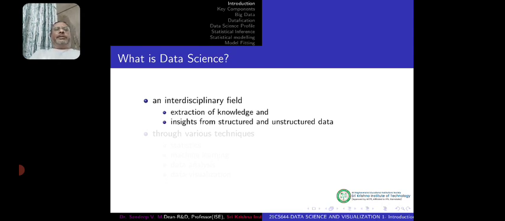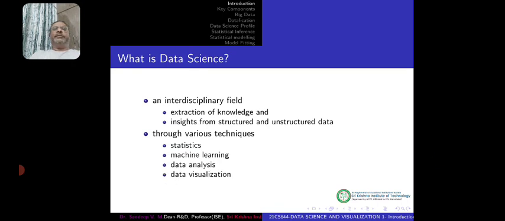So we have data, but just looking at the data, it's a group of numbers, and unless you dig deep into that, you will not be able to understand what it is trying to convey to us. So we need to extract knowledge and insights from this data. This data may be either structured or unstructured. For doing this, we have various tools like statistics, machine learning, data analysis, and data visualization.